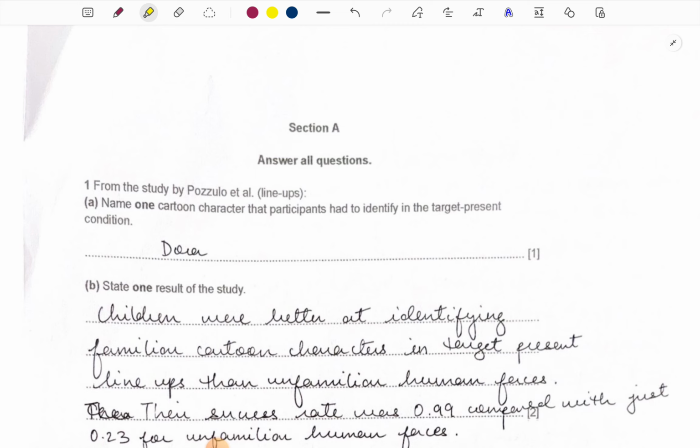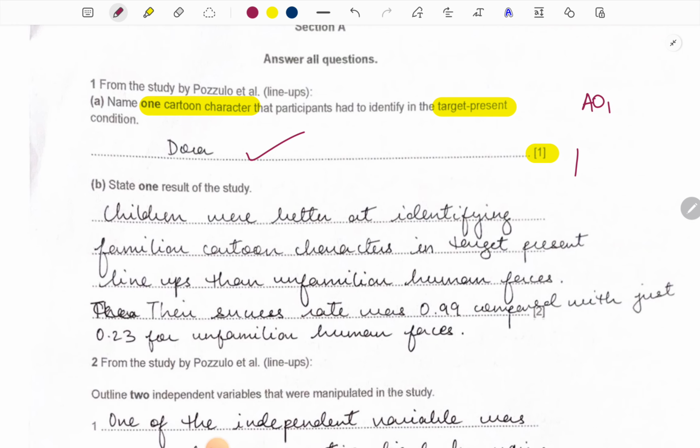Okay, the first question they've asked us is, name one cartoon character that participants had to identify in the target present condition. The student has written Dora. This is correct. As you know, the other option is Diego. For these type of questions, don't even bother writing complete sentences. You just answer to the point. Strictly one word, two word answers are fine. Save your time just as she has. These are purely AO1 type of answers, descriptive. So just expected to write whatever you have learned in the book.